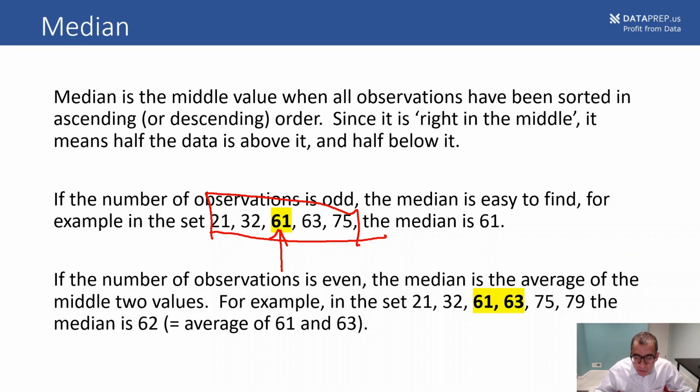If the number of observations is even, just like here, then the two middle values are these, and the median would be the average of these two, which is 62.